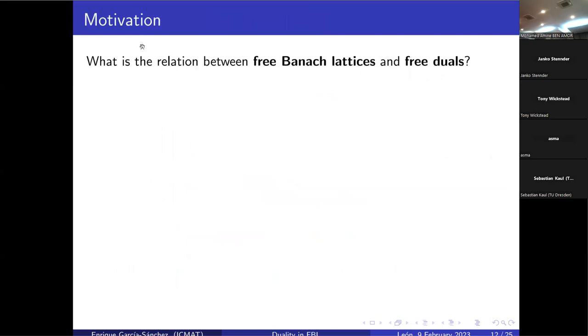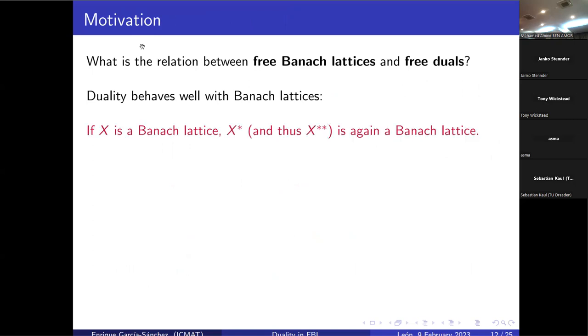So now let's go to the work that we've been developing these past months, which is studying the relation between free Banach lattices and free duals, let's say biduals. Why this? Because duality behaves relatively well with Banach lattices. For example, if we have a Banach lattice, its dual, and thus its bidual also, is again a Banach lattice.